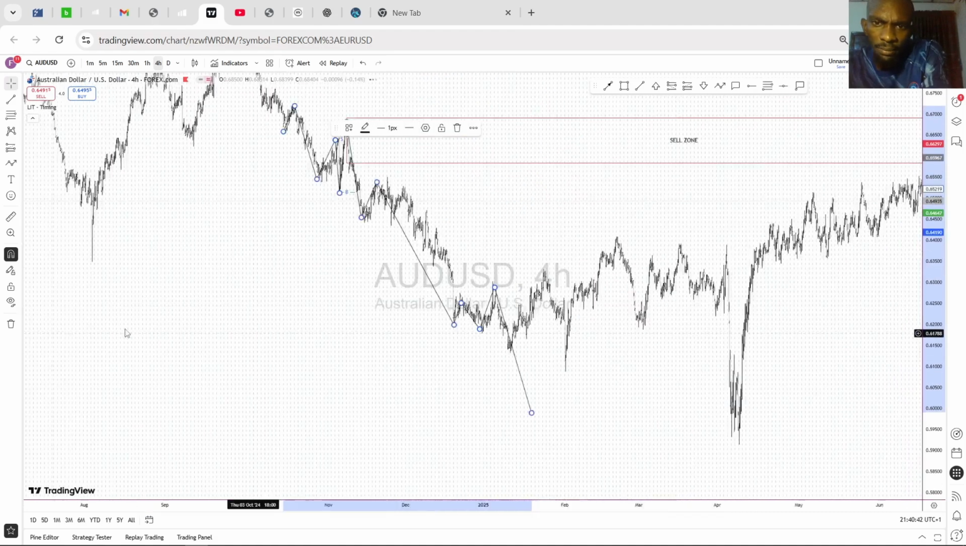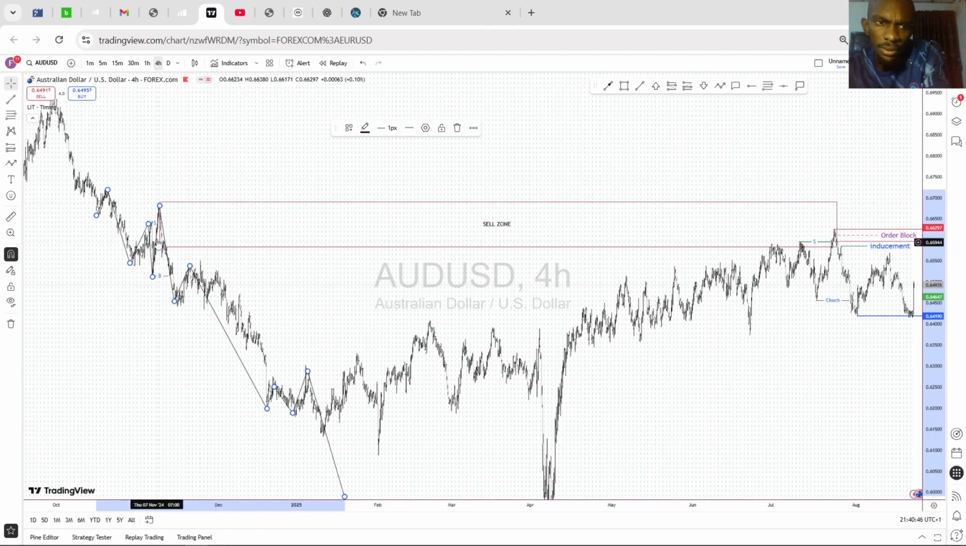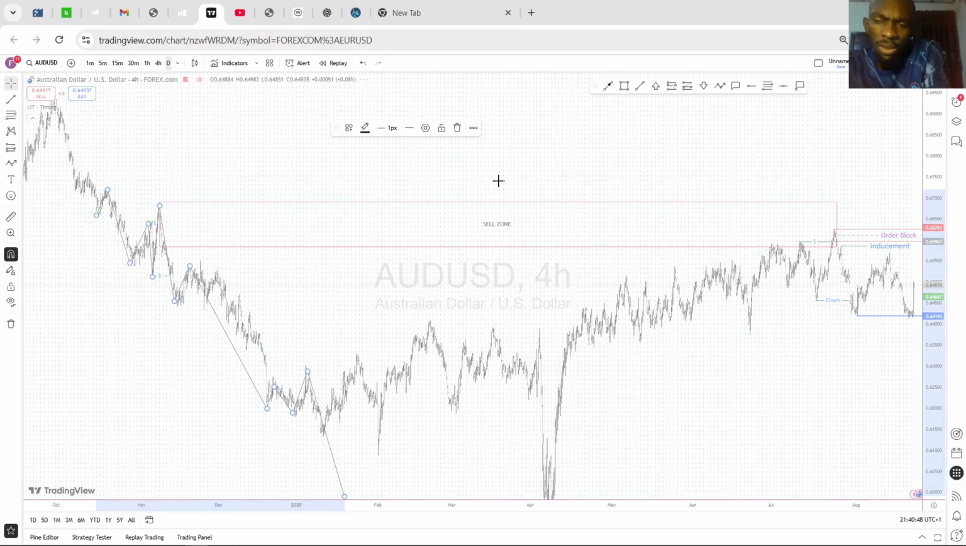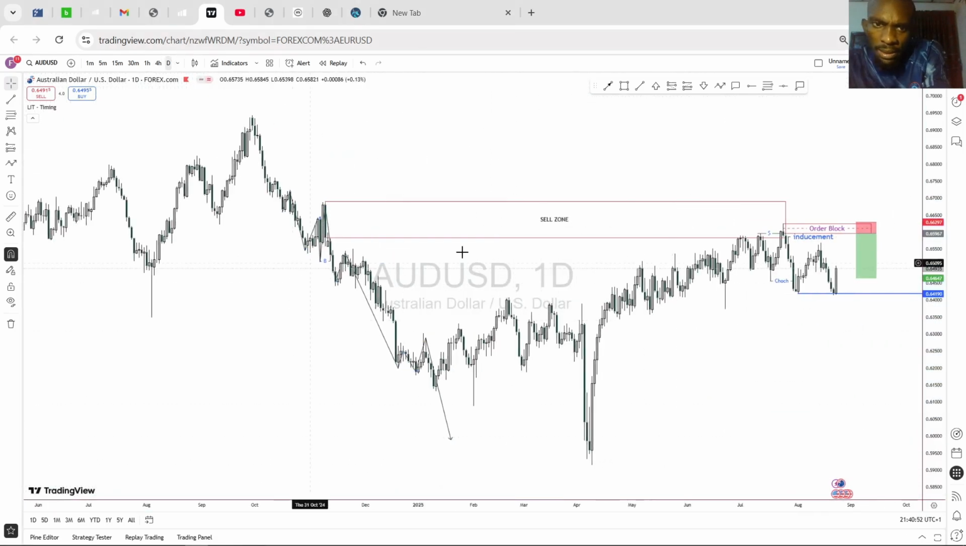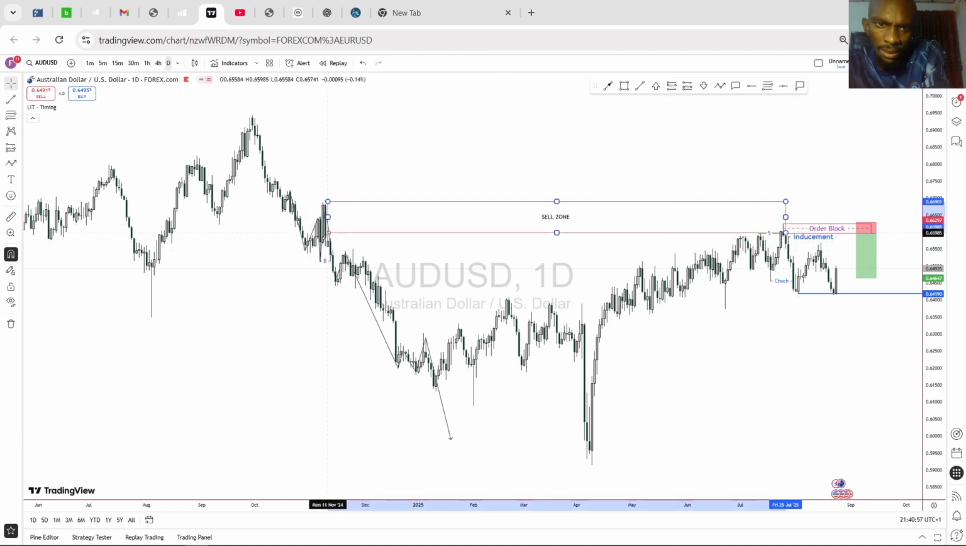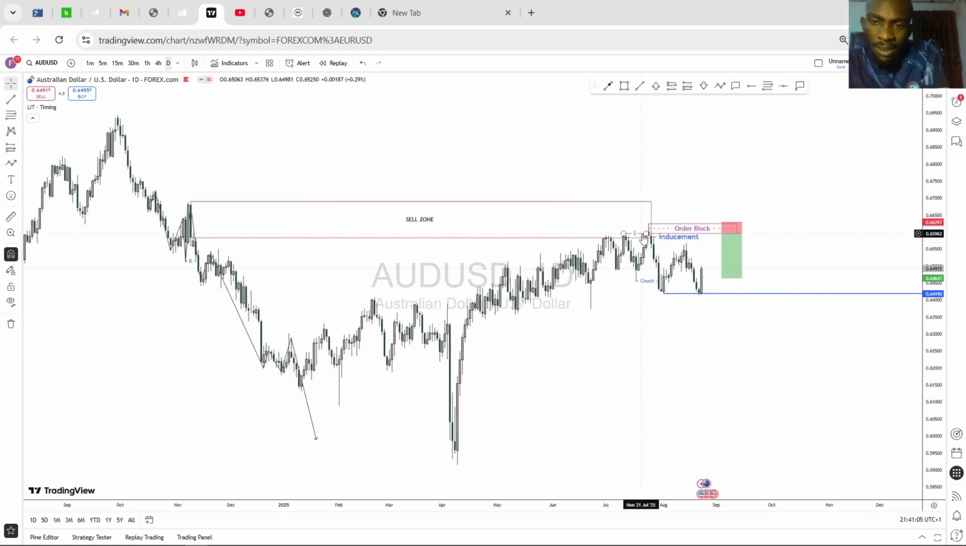So what am I saying? Here is a valid resistance zone. So when you go on the daily time frame, you will see that this is the one holding this market at this point. So when you mark out the last sell candle right here, the market has gotten to the sell zone, which is the resistance point. So what am I saying? At this point here, the market is going to reverse.